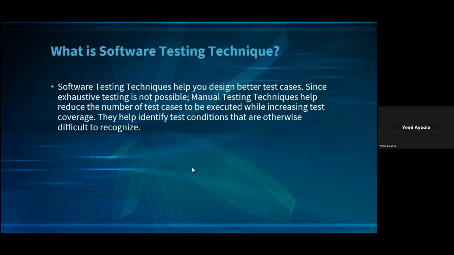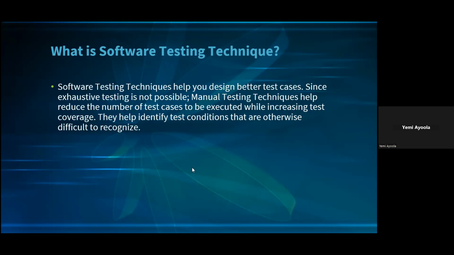Manual testing techniques help reduce the number of test cases to be executed while increasing test coverage. They help identify test conditions that are otherwise difficult to recognize. That is the essence of software testing technique. It will help you design a better test case. That's the major thing about software testing technique.